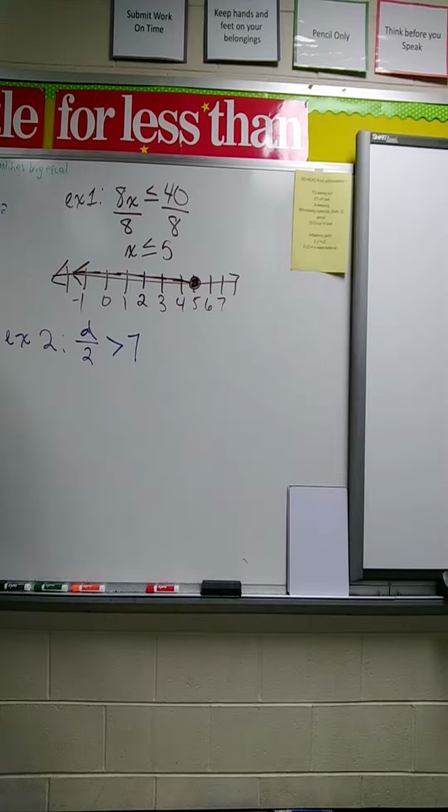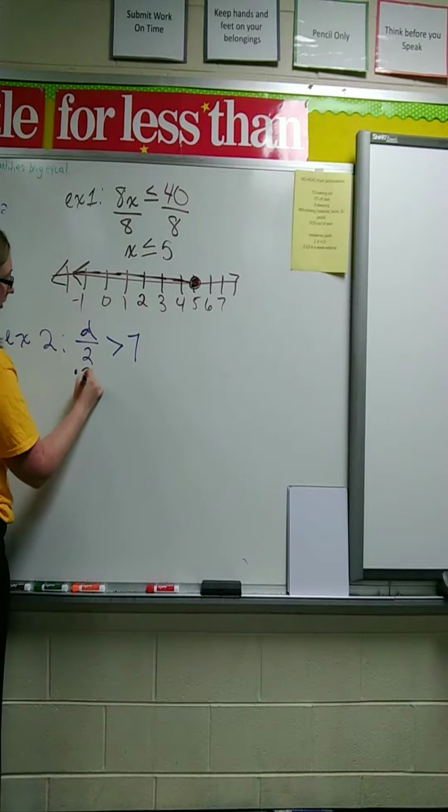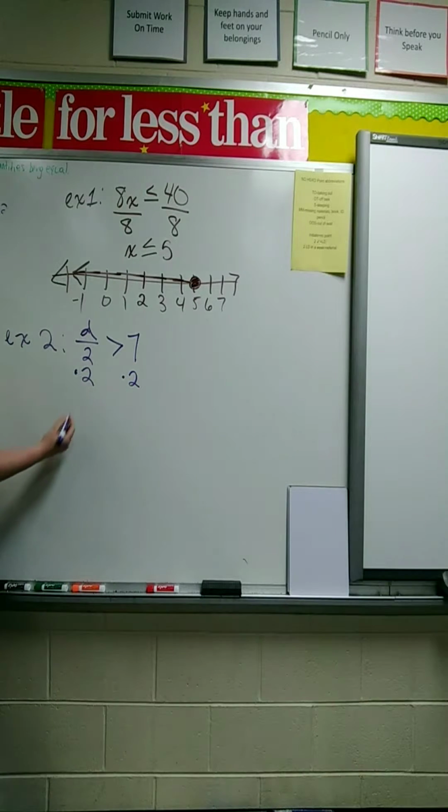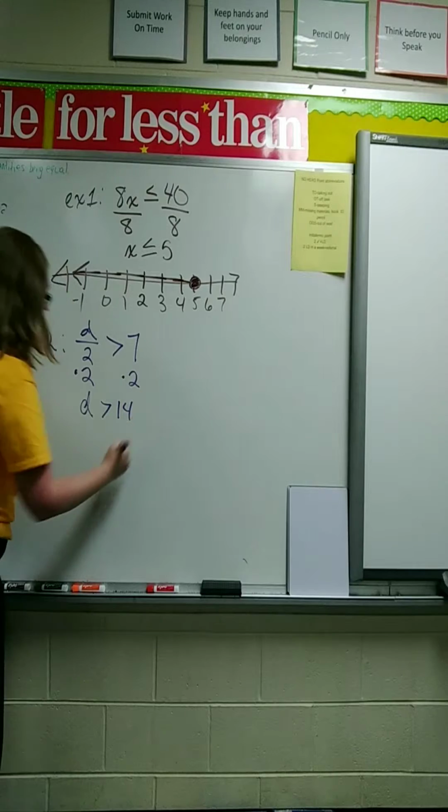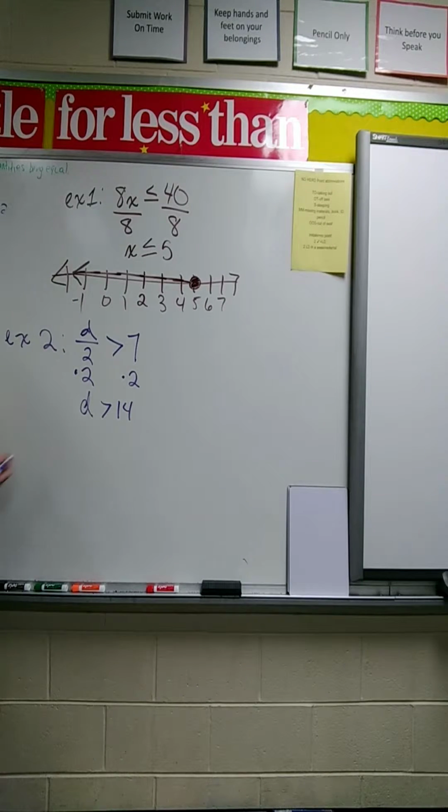What do I have to do? Go ahead and try it. Since you gotta multiply both sides by 2. I need to multiply both sides by 2. Good. Well, it's connected to the variable. Very, very good. So I'm left with d. Do I need to switch the sign of my inequality? No. 14. And then, d is greater than 14.